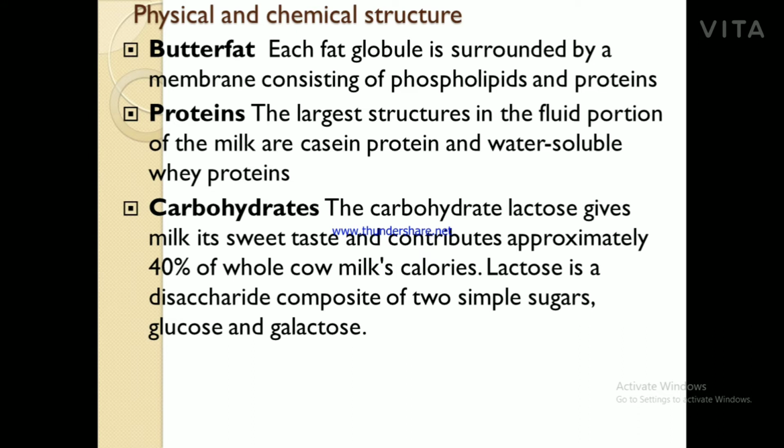Physical and chemical structure. Butterfat. Each fat globule is surrounded by a membrane consisting of phospholipids and protein. Proteins. The largest carbohydrate: the carbohydrate lactose gives milk its sweet taste and contributes approximately 40% of whole cow milk's calories. Lactose is a disaccharide composed of two simple sugars, glucose and galactose.